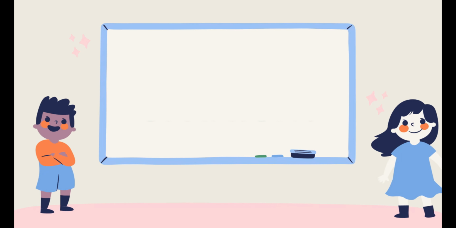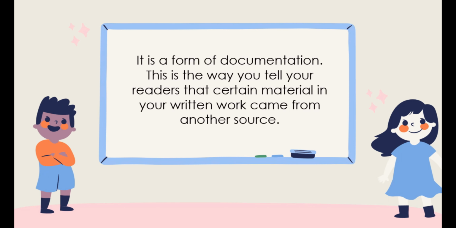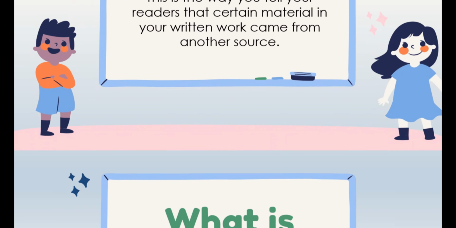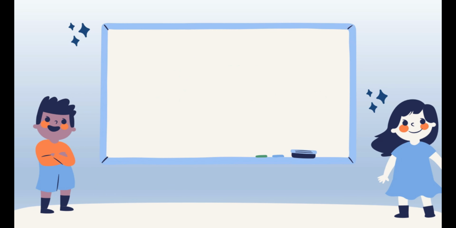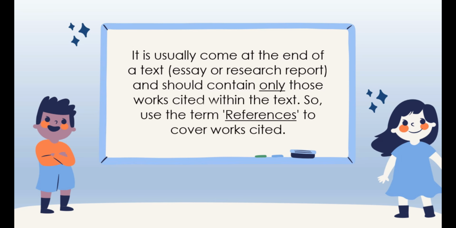How about citation? It is a form of documentation, and this is the way you tell your readers that certain material in your written work came from another source. And the last, the reference. Reference usually comes at the end of a text, essay, or research report, and should contain only those works cited within the text. So use the term references to cover works cited.